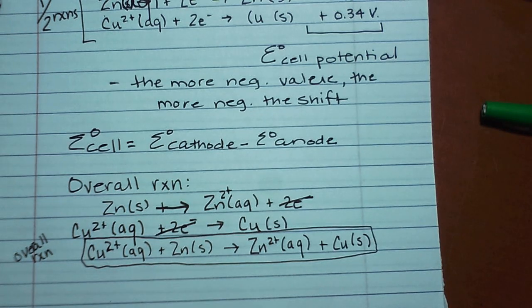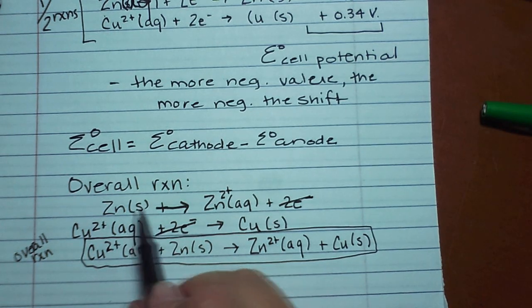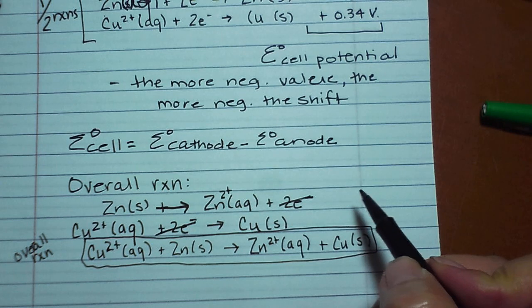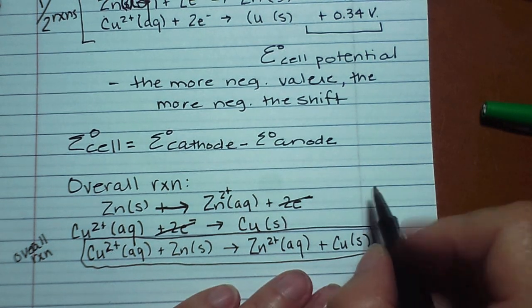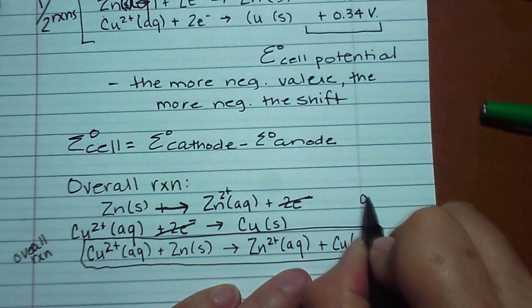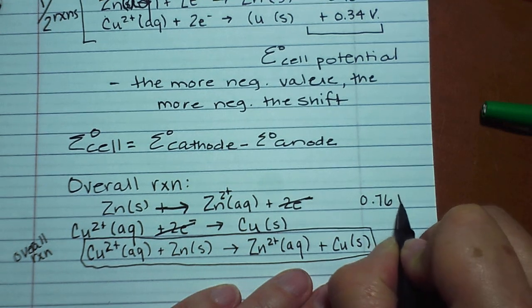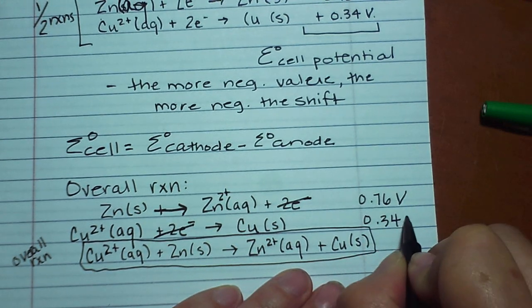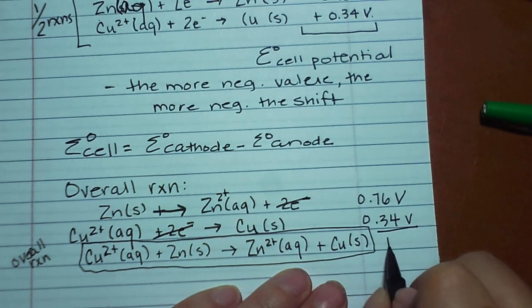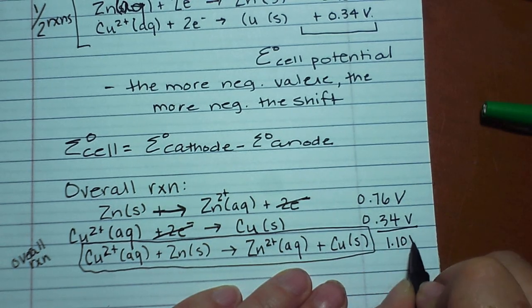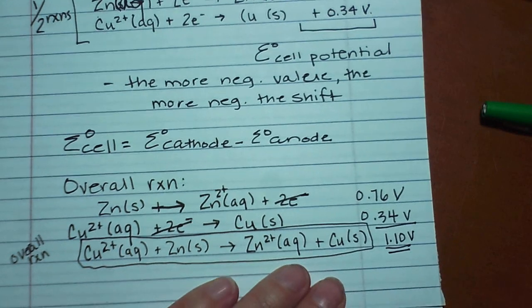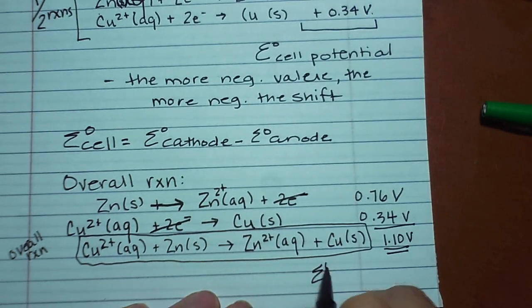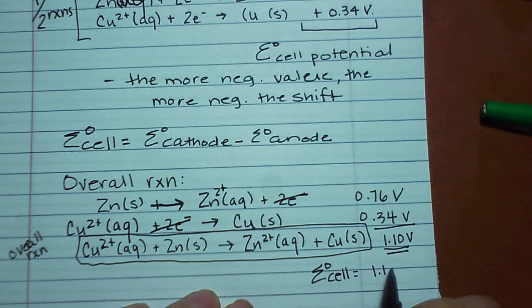Now, the thing is, we learned that when we flip a reaction, we have to change the sign. So if I change the sign, then this becomes 0.76 volts. This is 0.34 volts. And then I add them together and I get 1.1 volts. And that is, in fact, the answer. So E naught cell is equal to 1.10 volts.